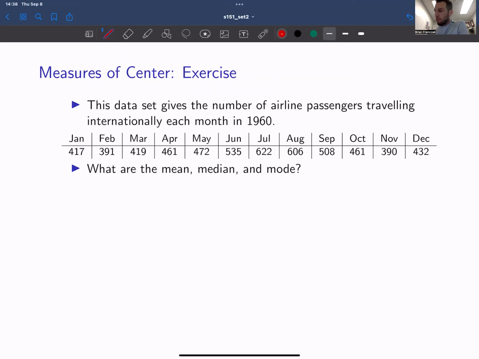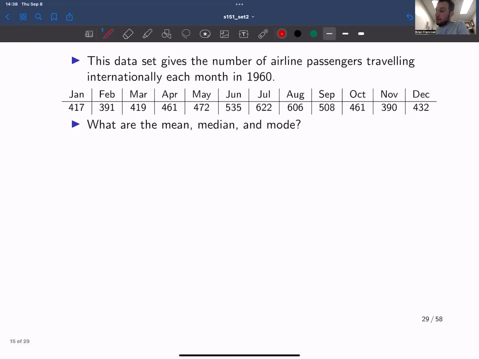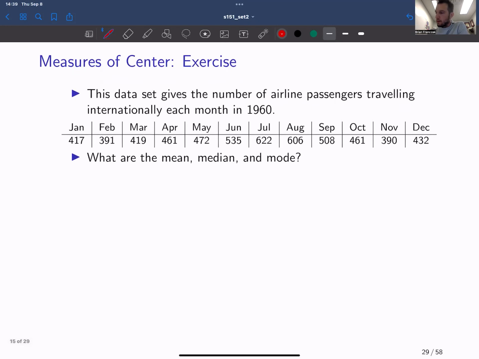We are going to work through the exercise on slide 29 of lecture set number 2. In this exercise, we are computing the mean, the median, and the mode. Our data are the number of airline passengers that traveled internationally each month in the year 1960. So we actually have two variables in this exercise. We have the qualitative variable, which is month.